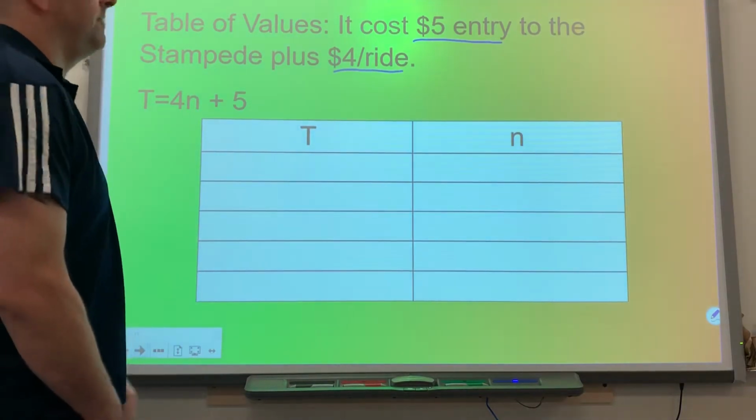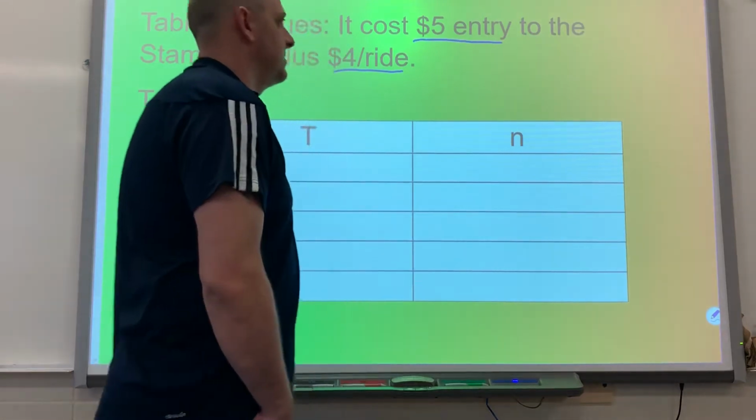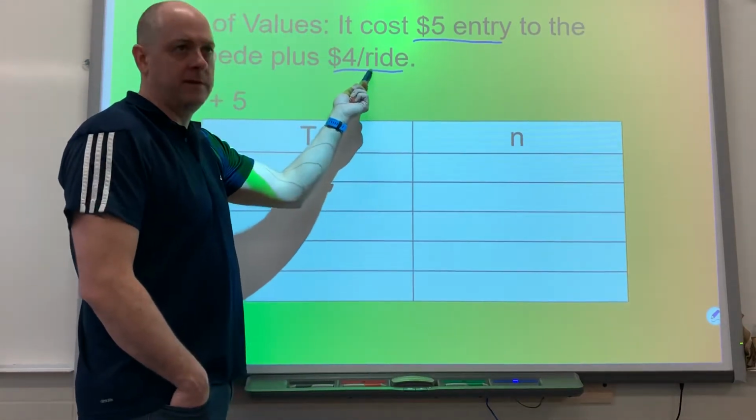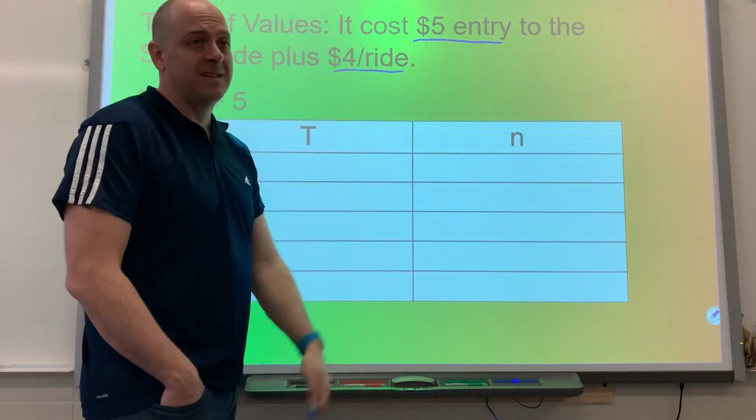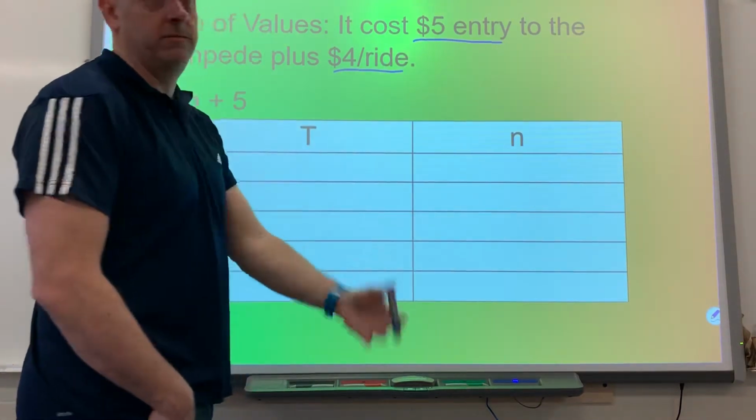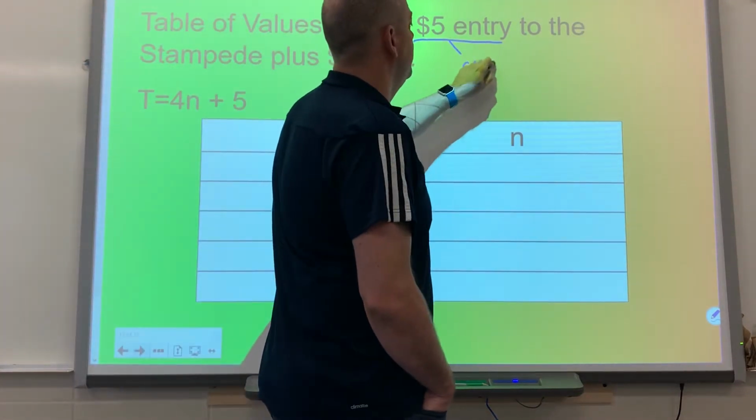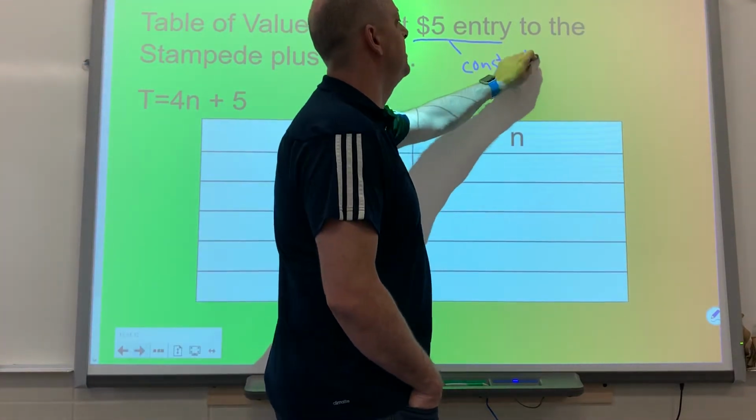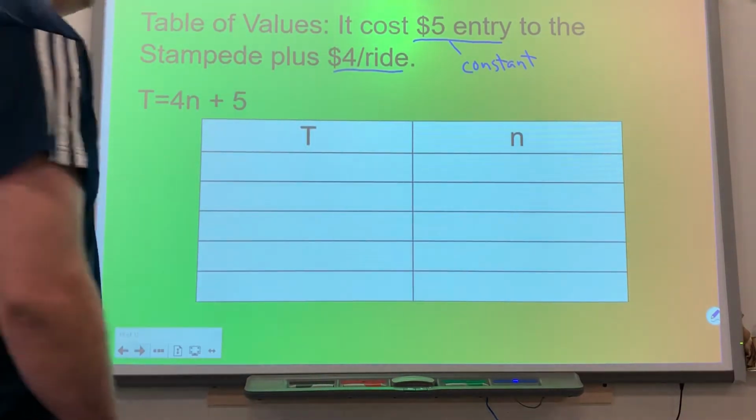You'll notice that the $5 entry fee, we pay that no matter how many rides we go on. So it doesn't matter if we go on 100 rides or 1,000 rides or 0 rides or 1 ride. In this case, we would pay $5 just to get in, no matter what. This is called the constant because it doesn't change. It doesn't matter how many rides we go on, that $5 is what we paid to get in.